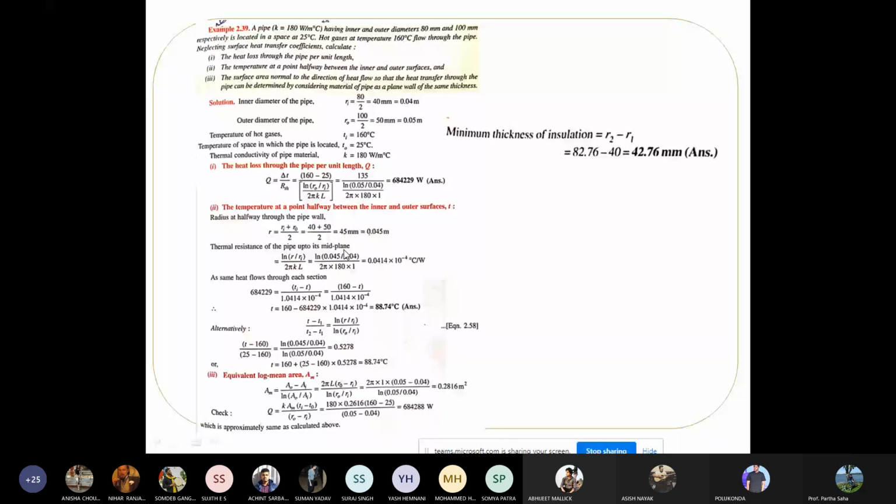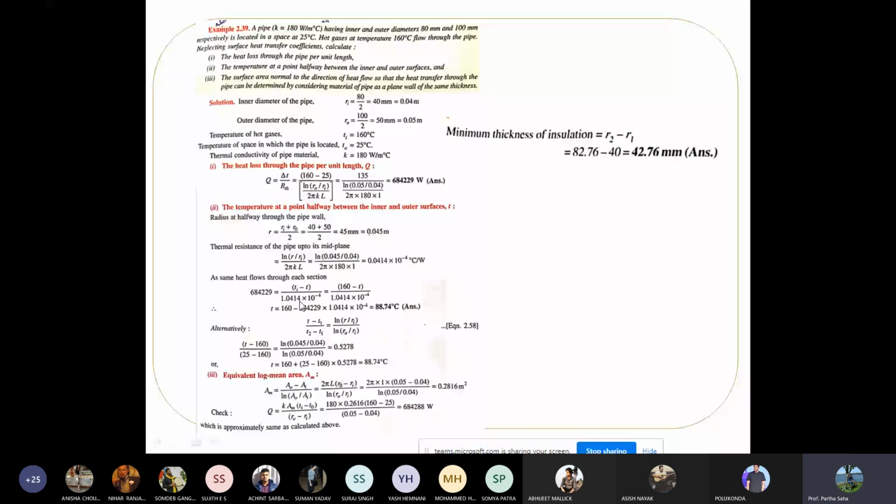The same heat flow through each section, because heat flow is same, right? Only heat flux is changing, as I mentioned. So you can say that the total amount of heat flow will be the same, (Ti minus T) divided by 1 point, that is the thermal resistance of this, right?